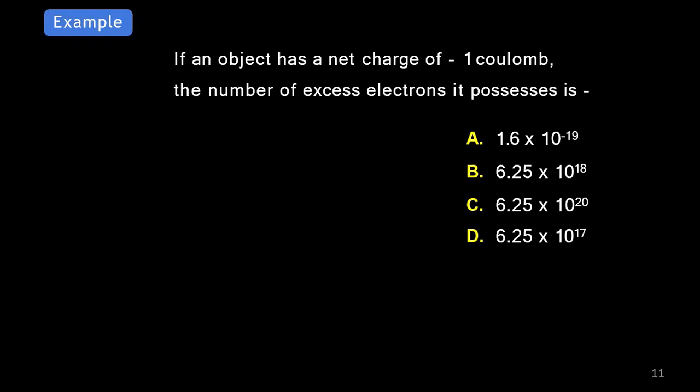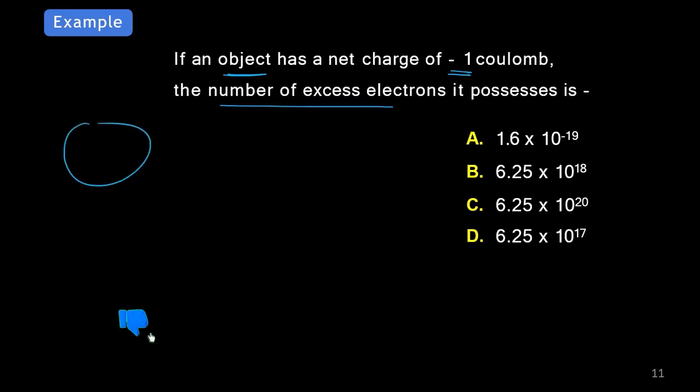Now let us say there is an object which has a net charge of -1 coulomb. From this, I can say that in this situation the electrons are in excess. Then only the charge is negative. Now you are asked to calculate the number of excess electrons. How many electrons are there to get -1 coulomb?